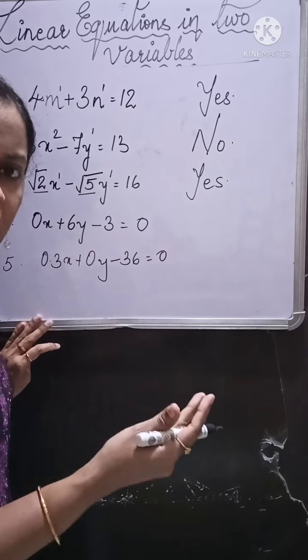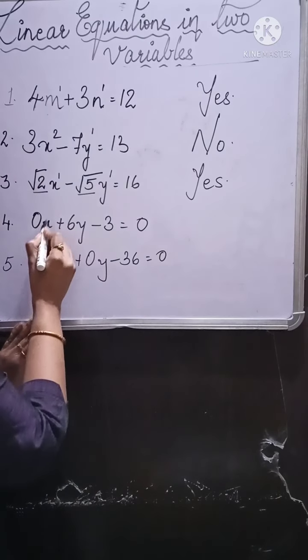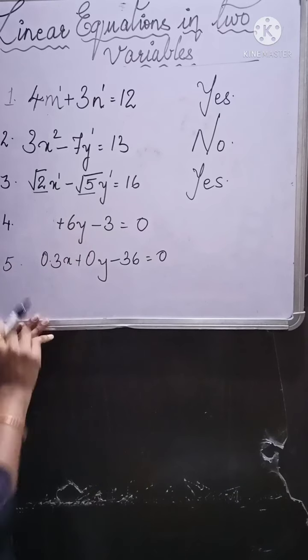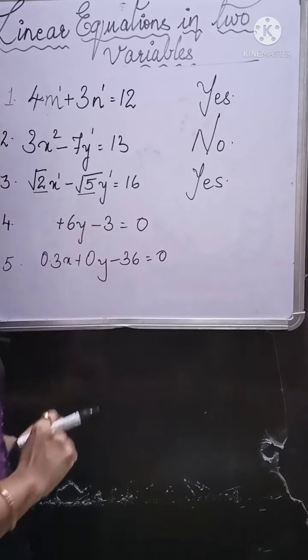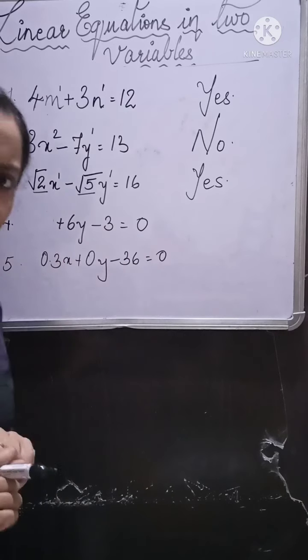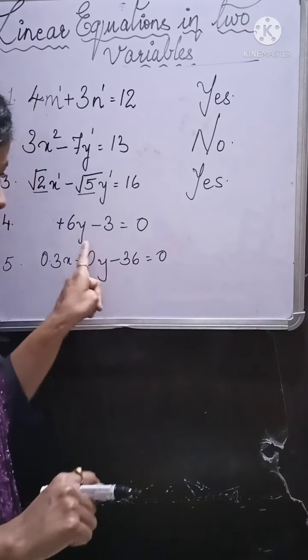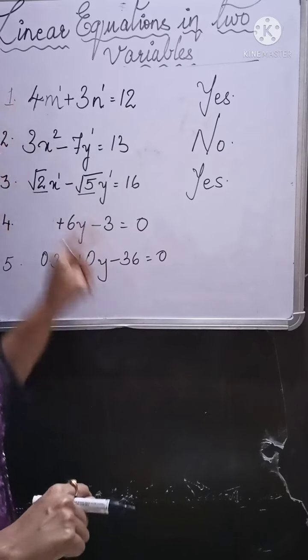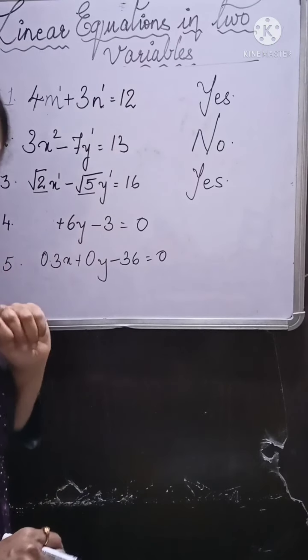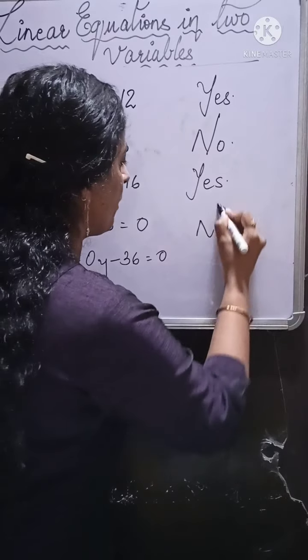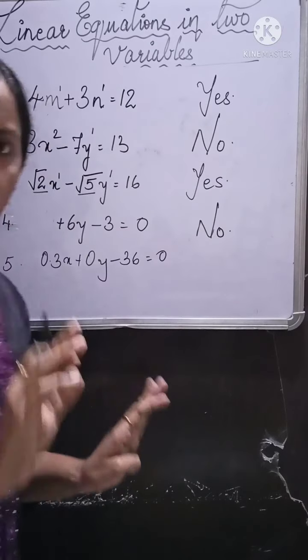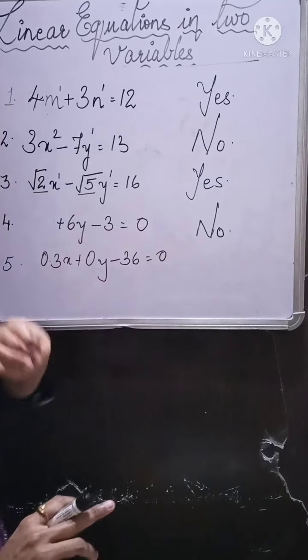0x. 0 into anything is 0. So this is nothing. There is nothing. What is remaining now? 6y minus 3. How many variables can you see here? Only one variable, y. So can we call it a linear equation in two variables? Only one variable, so how can you call it two variables? So here a big no. This is not a linear equation in two variables.